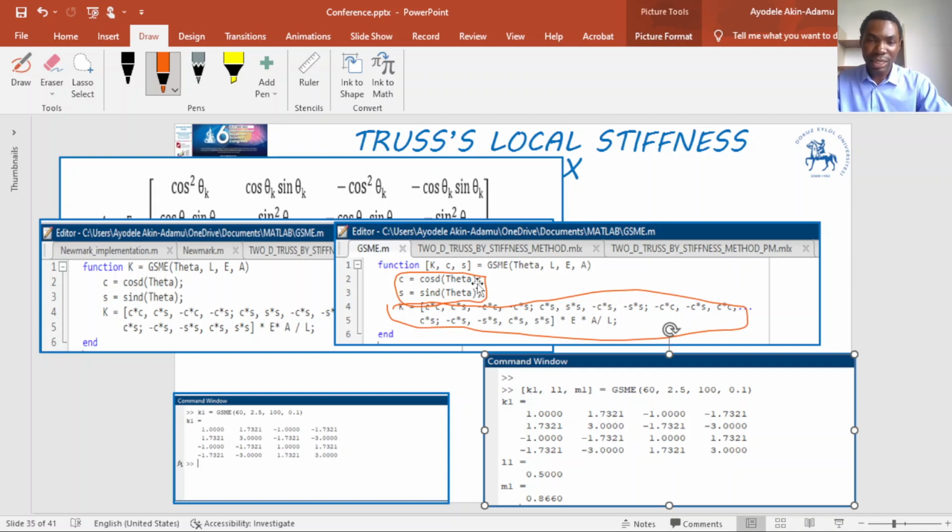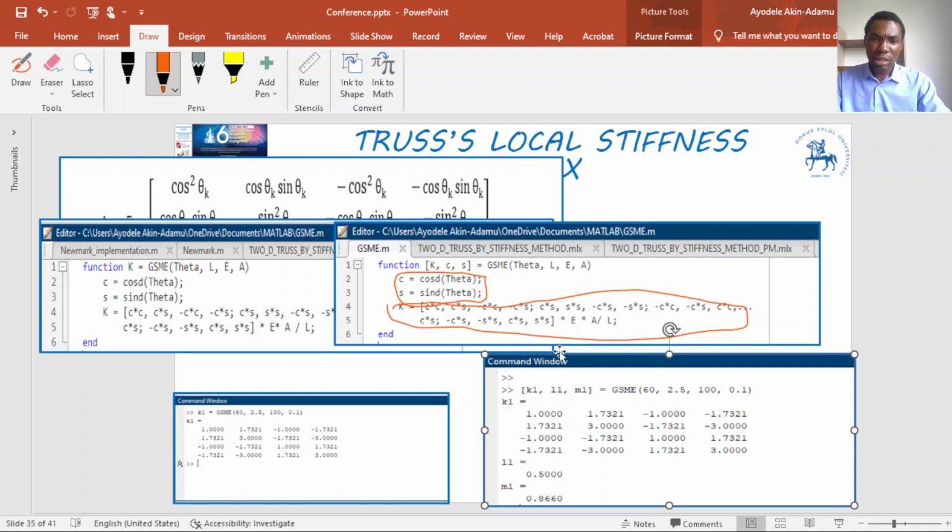I'm defining C as L1. So C will be returned to L1, and you can see that L1 equals 0.5. S will be returned as M1, because I'm defining S as M1 in the command window. So M1 is sine 60, which is 0.8667. You see Matlab has returned 3 output variables for me, and these output variables are stored in Matlab memory, which I can use later to compute my axial force after I've computed my displacement vector for the Truss problem.